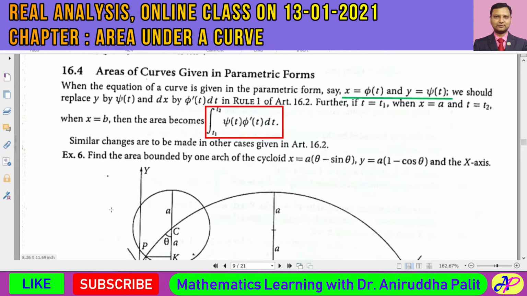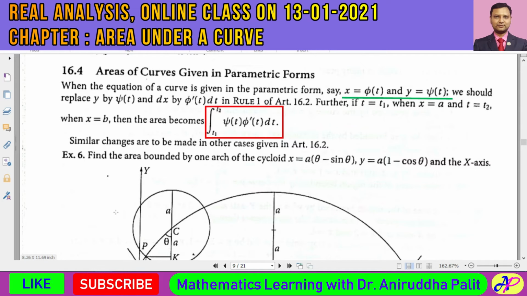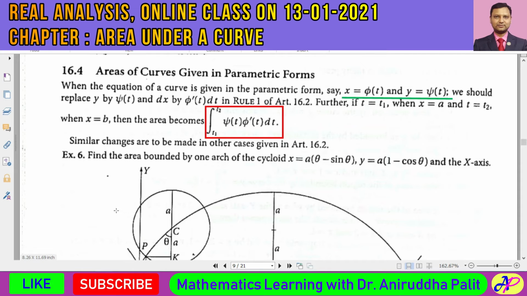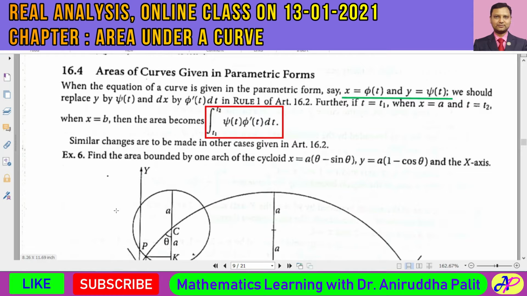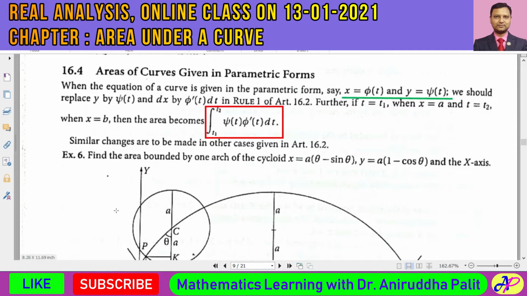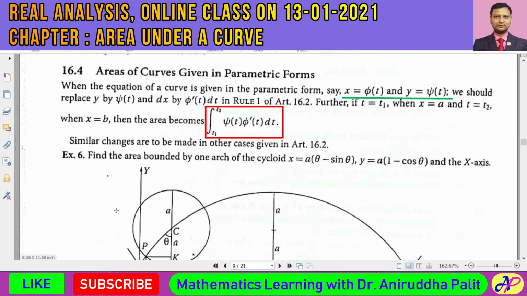Everybody. In the last class, I discussed a little bit about the technique of finding the evaluation of the area under a curve. And in my previous discussion, mainly the curves we considered in our previous class were in Cartesian form, particularly y is equal to f(x) or x is equal to phi of y. This kind of curve we considered.